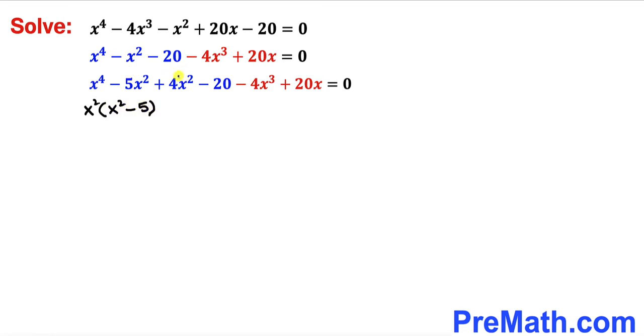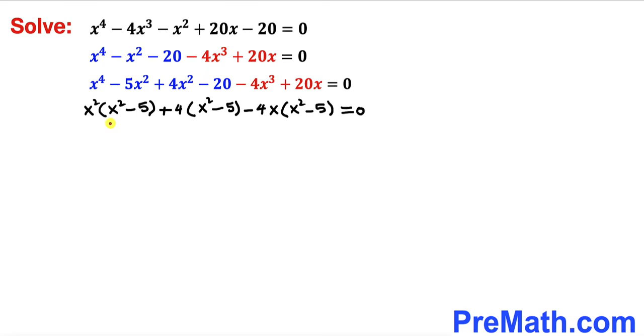And now we are going to focus on these next 2 terms. We are going to factor out positive 4. We ended up with x^2 - 5. And finally with the last 2 terms, I'm going to factor out -4x outside. So we ended up with x^2 - 5 equal to 0.